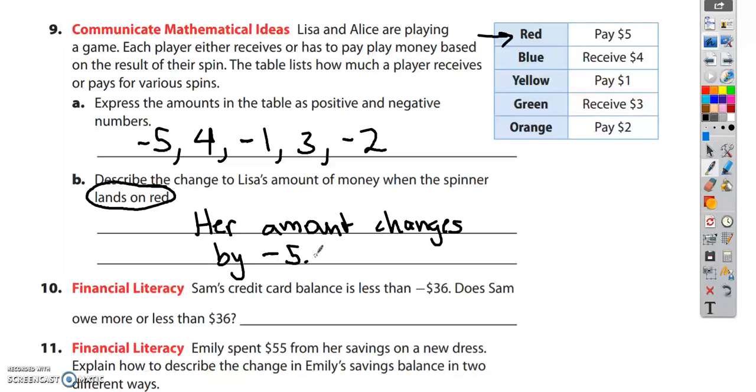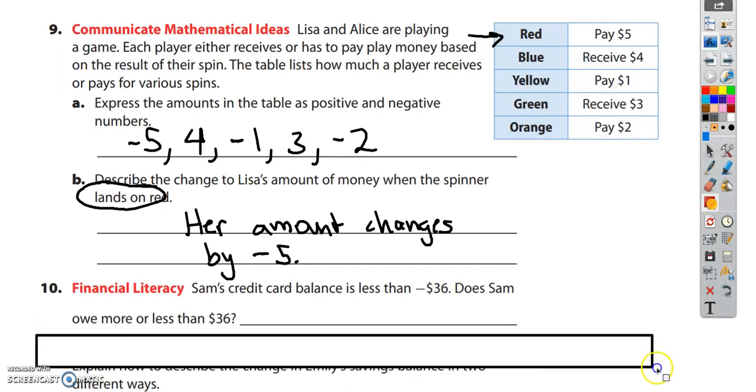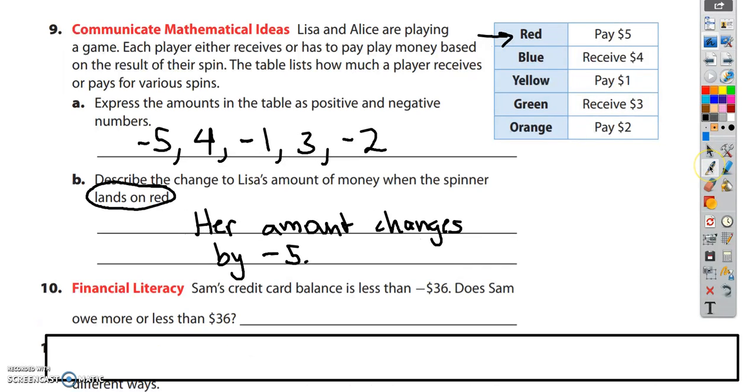Alright, question number 10 says, Sam's credit card balance is less than negative $36. Does Sam owe more or less than negative $36? So the first thing I'm going to do here is make a little picture. To me, when you have a picture, it makes more sense. So if you have a number line here, and Sam's credit card balance is negative, I'm going to put a 0 right here. Put negative 36 right here. His balance is right here, so put a dot.